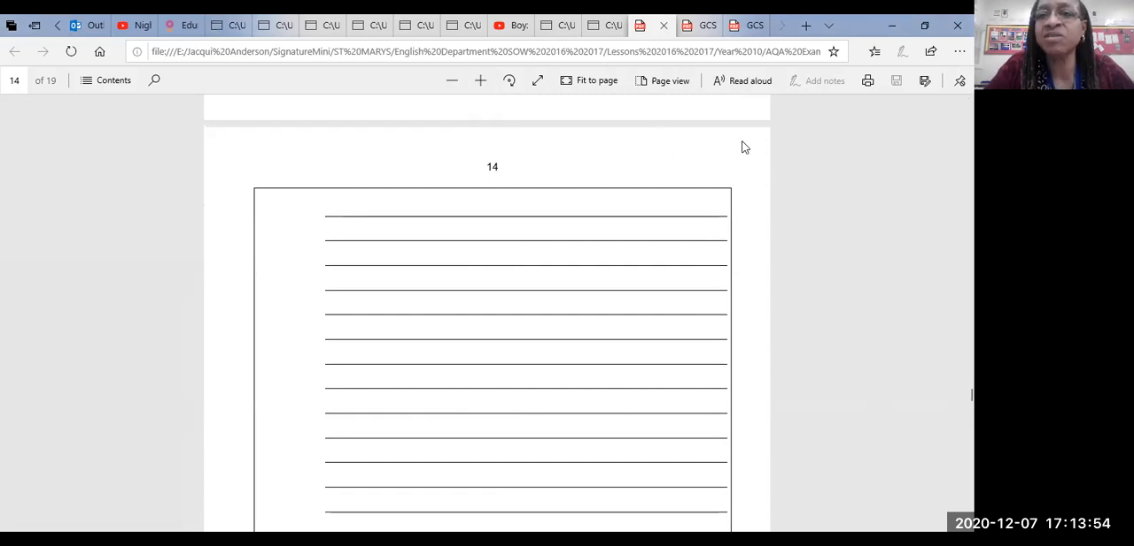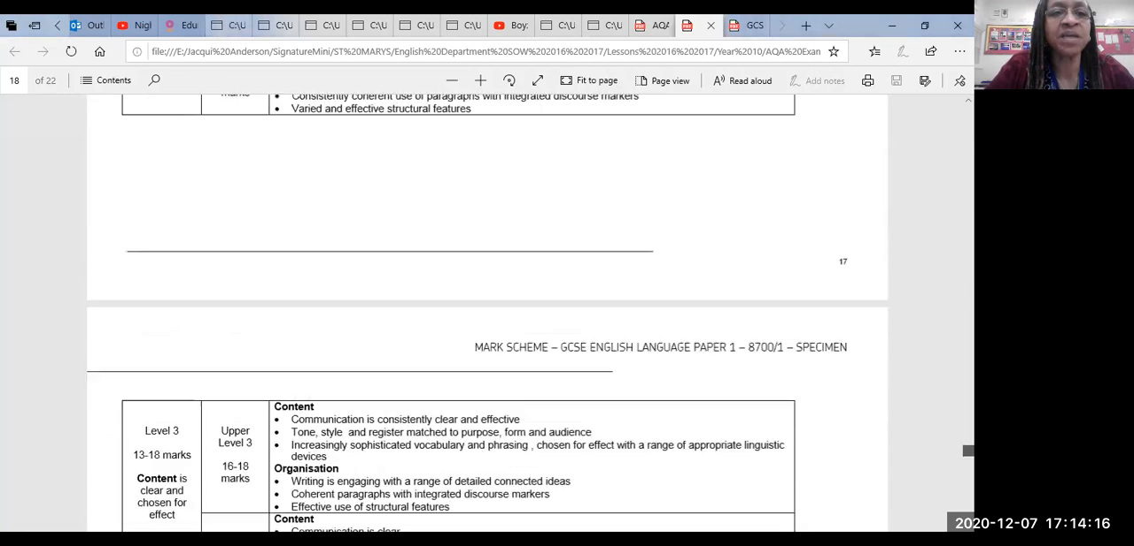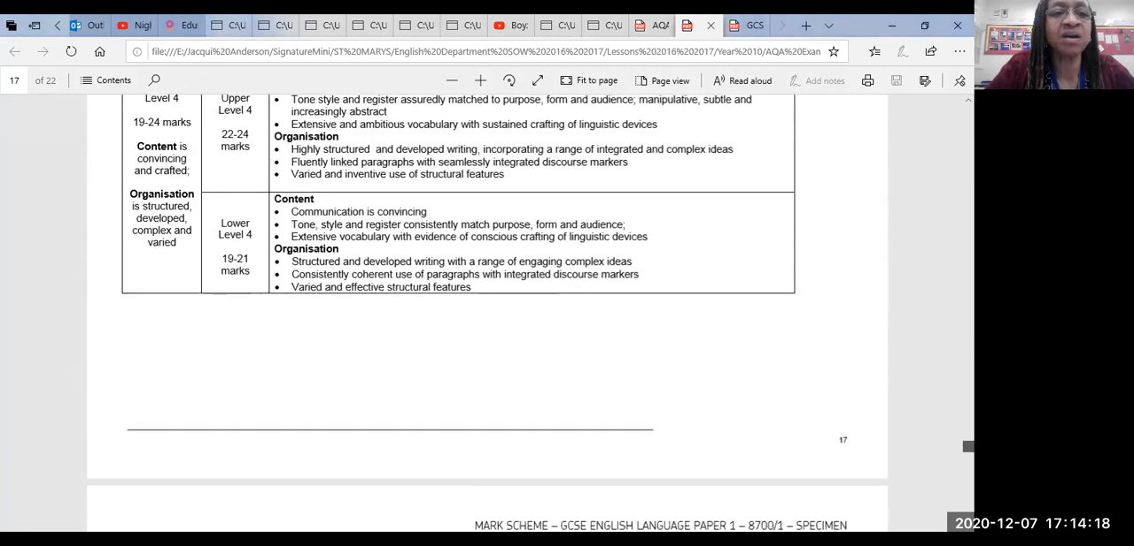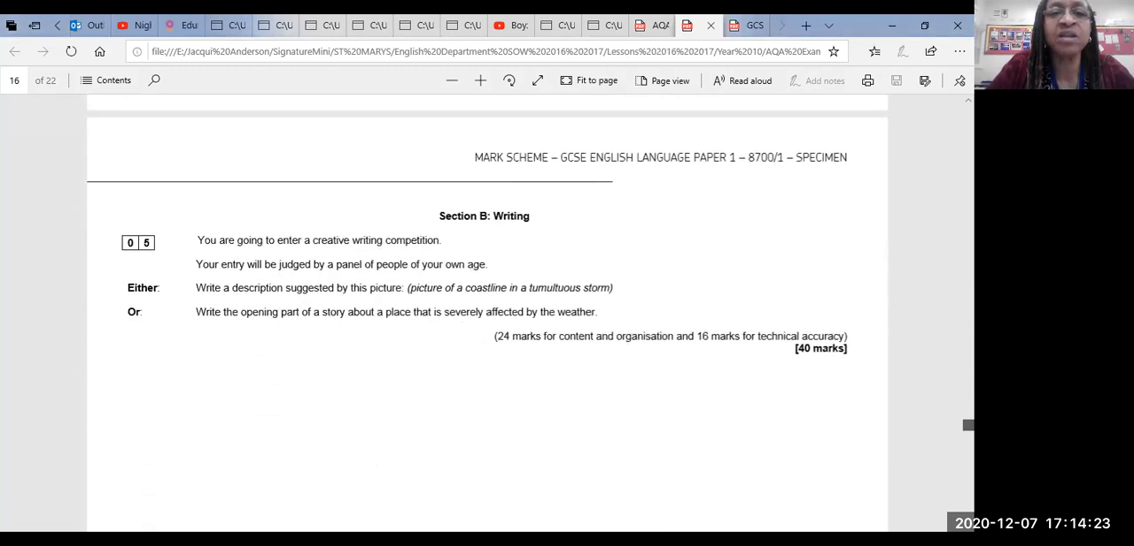So what I'm also going to show you is what the examiners are actually looking for with regards to your writing. So I've said to you before at the beginning that the first 24 marks is for your content and for your organization. So I'm just going to show you the writing, the mark scheme. Okay, so write a description suggested by the picture or the opening part of a story about a place that is severely affected by the weather.